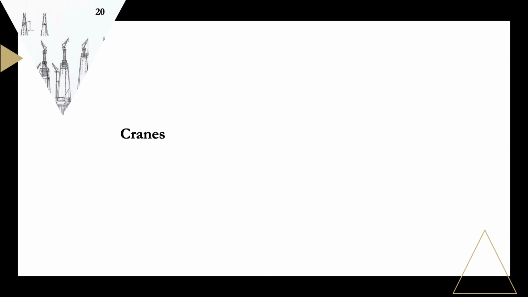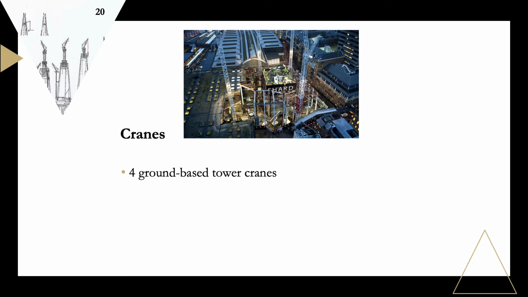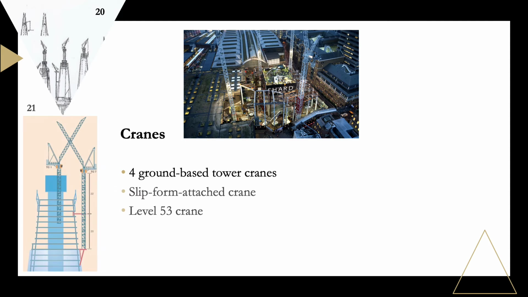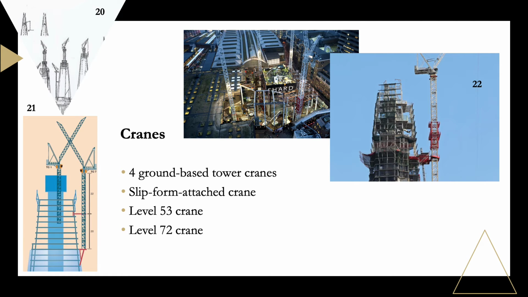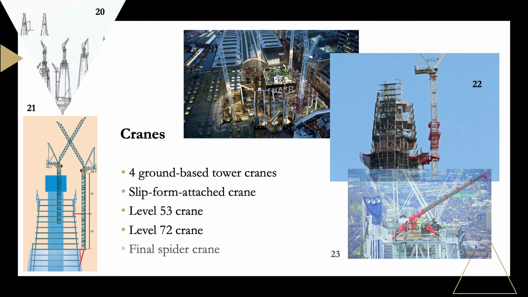An innovative approach to crane use optimised build speed. Initially, four ground-based tower cranes were used to 162 metres when an innovative solution attached a tower crane to the rising slip form itself, saving time from repeated core reattachment. 70% of crane time was lost due to bad weather, so the modular construction of the spire was very effective in relation to the construction efficiencies that were needed.